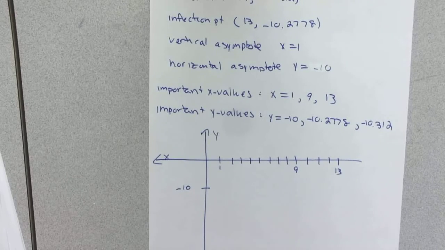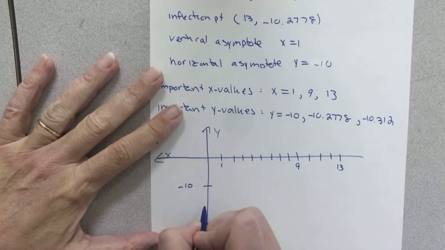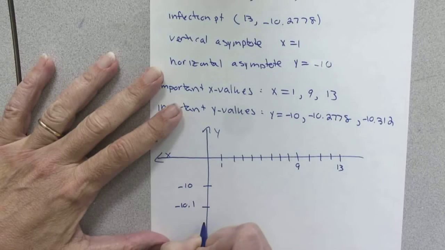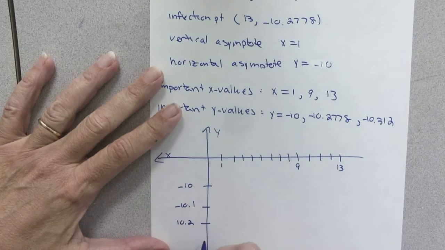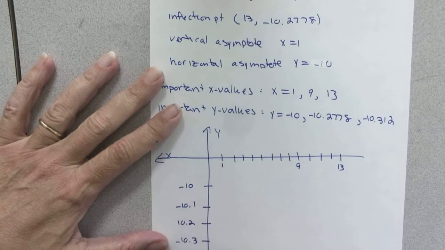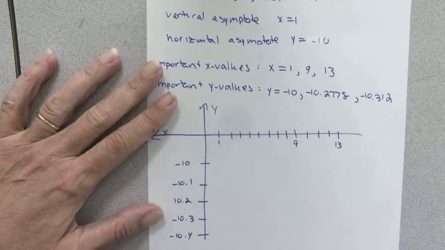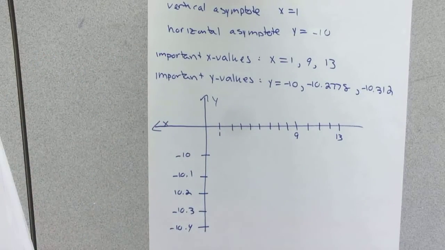So I'm going to call that -10. Then I'm going to say that's -10.1, -10.2, -10.3, -10.4. And that's going to allow me to have the detail that I need to really show what's going on. And as long as you label, that's fine.